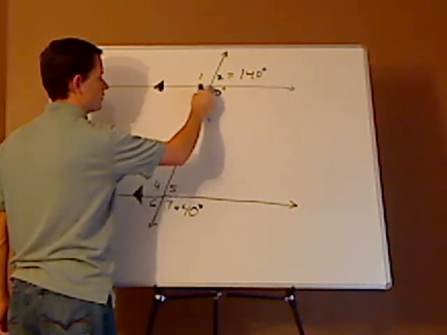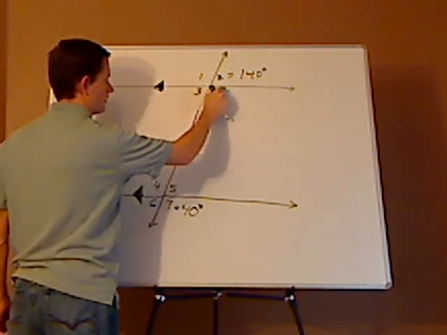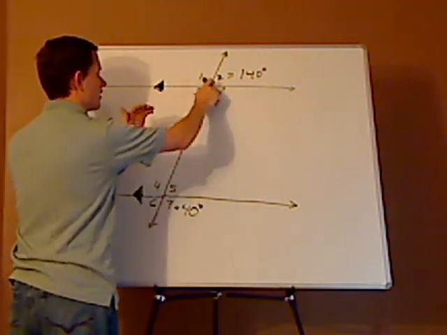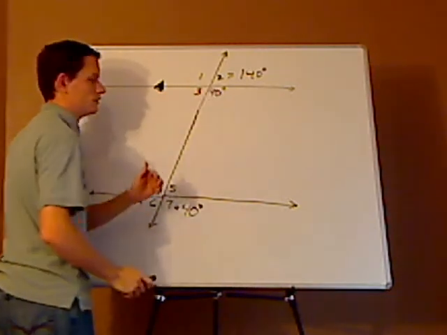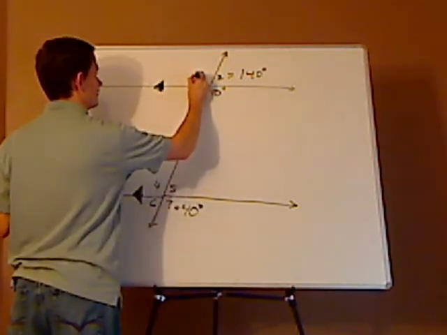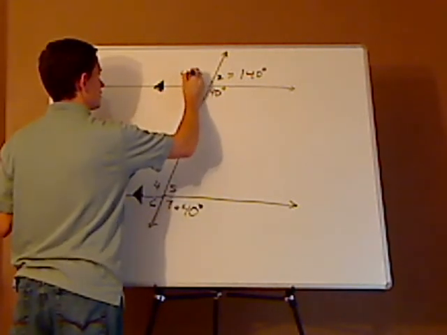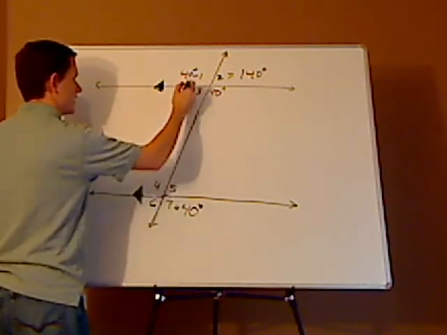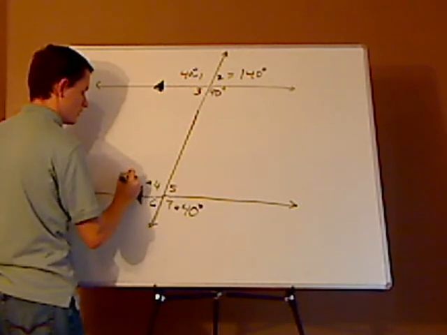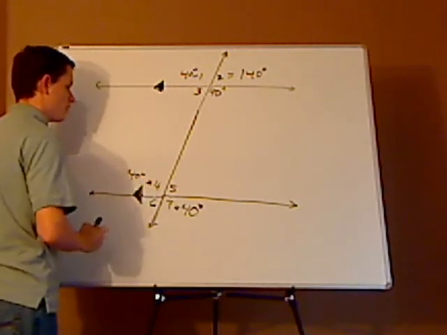Vertical angles are congruent. Vertical angles means that you have two lines that intersect, and those that are opposites of each other are vertical angles. And vertical angles are congruent. So that would be 40 degrees. Again, corresponding angles tells me that this is 40 degrees.